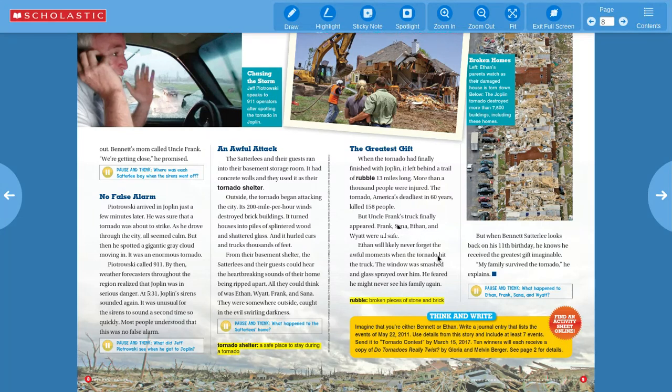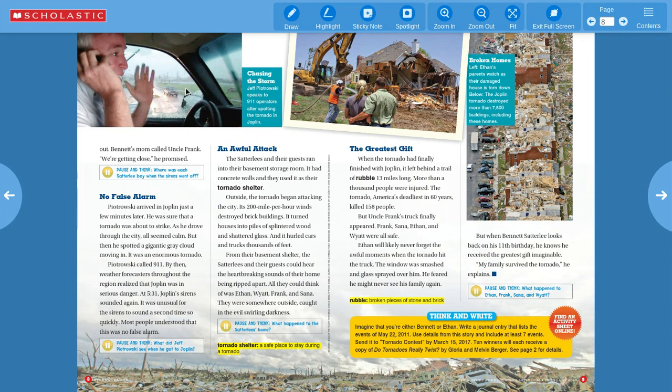Ethan will likely never forget the awful moments when the tornado hit the truck. The window was smashed and glass sprayed all over him. He feared he might not ever see his family again. But when Bennett Starley looks back on his 11th birthday, he knows he received the greatest gift imaginable. "My family survived the tornado," he explains. Wow. So it's pretty crazy that they ended up safe after that really deadly tornado.